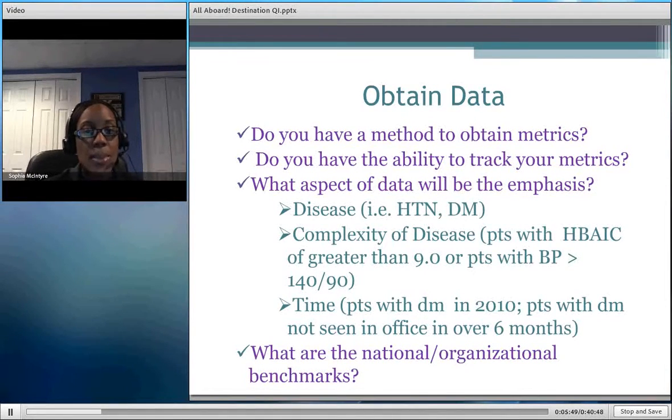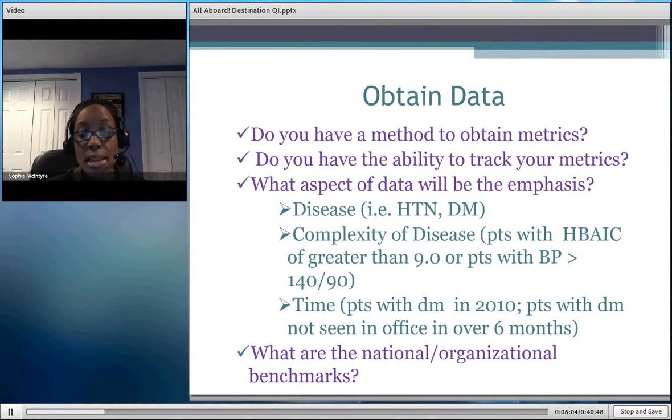And time may be a consideration to look at. So are you looking at patients that were seen perhaps in the calendar year of 2010? Or are you looking at time in respect with patients that have not been seen in the office for over 3 months, 6 months, 9 months?